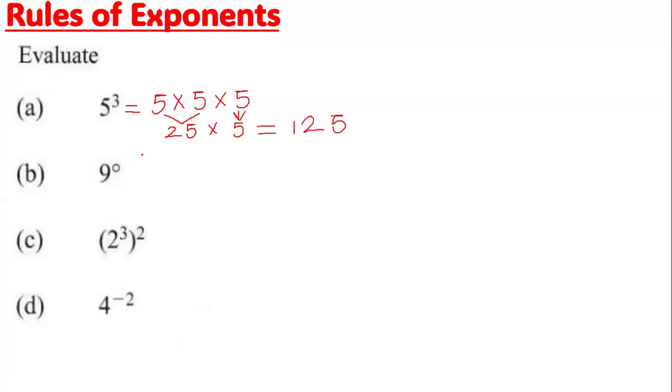Now we have 9 to the power of 0. What is 9 to the power of 0? Is it supposed to be 1? 9 to the power of 0 is 1? Where did I get that from? Because any number raised to the power of 0 equals 1.